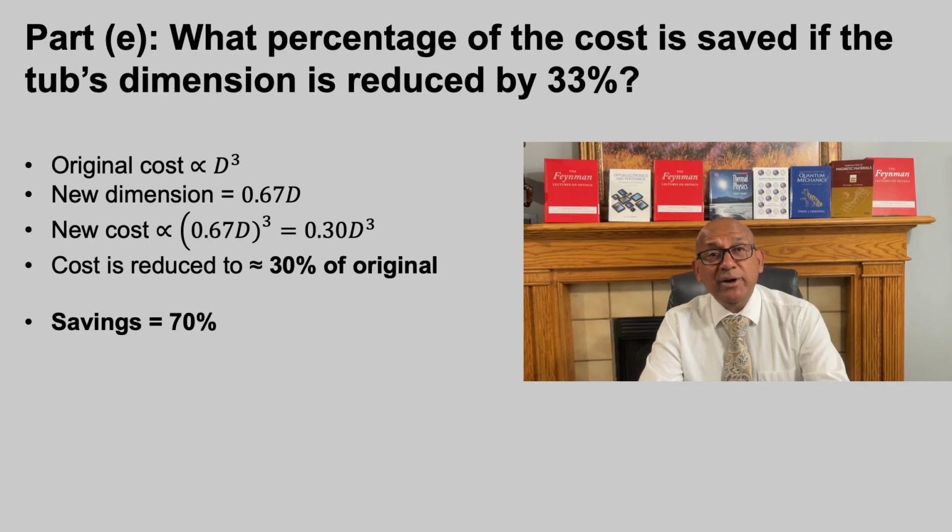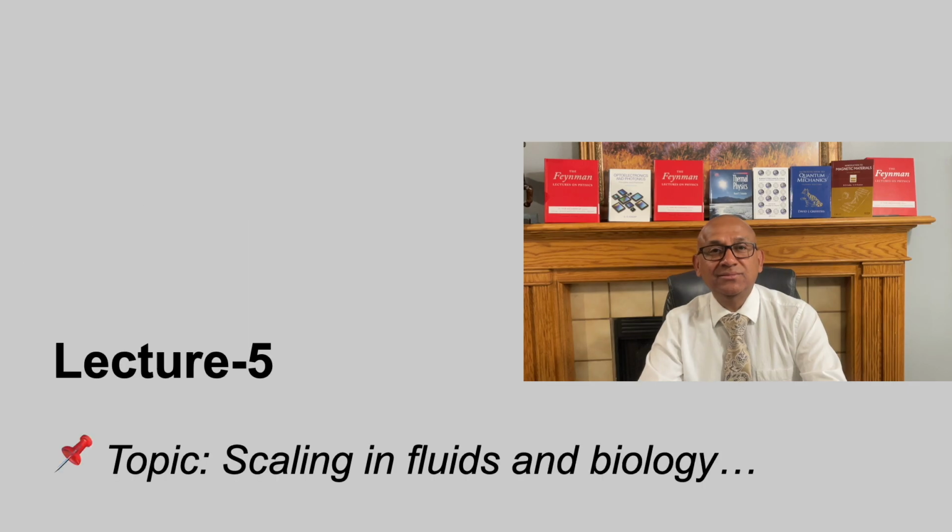Now let us calculate the percentage of cost saved by reducing the tub's characteristic dimension by 30%. Since the cost scales with D cubed, the new dimension is 2/3 of the original or 0.67 D. Cubing this, the cost becomes about 0.3 of the original or 30%. That means the cost of heating drops to only 30% of what it was before, giving a savings of about 70%. This concludes lecture 4, where we examined scaling laws in optics and heat transfer.